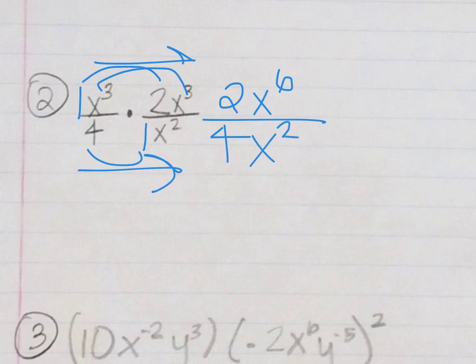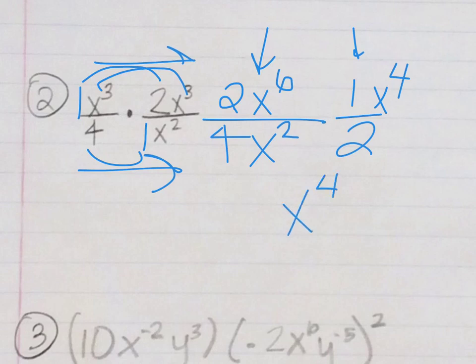And looking at my numbers, I can reduce 2 over 4 to 1/2. And remember, if I have like bases and I am dividing, I'm going to subtract my exponents. So I have x to the 4th. And looking at my final answer, I can write that as x to the 4th. I don't have to write this 1 right here over 2. That's a really bad 2. There we go.